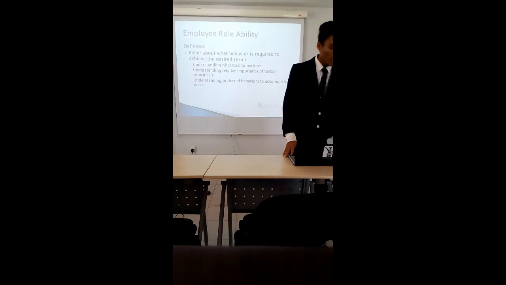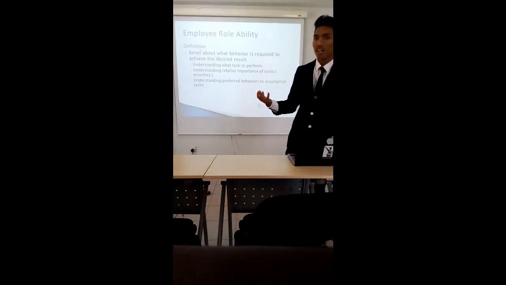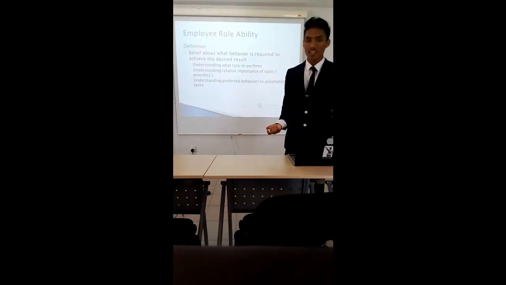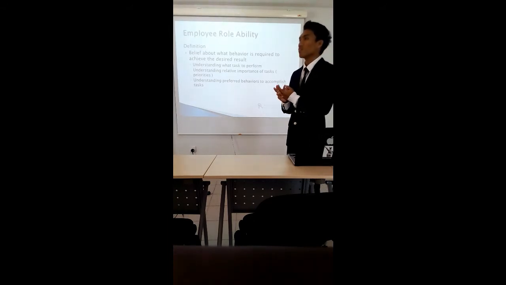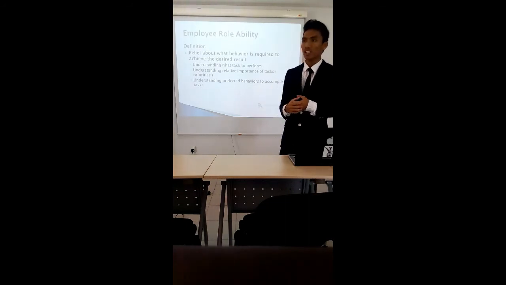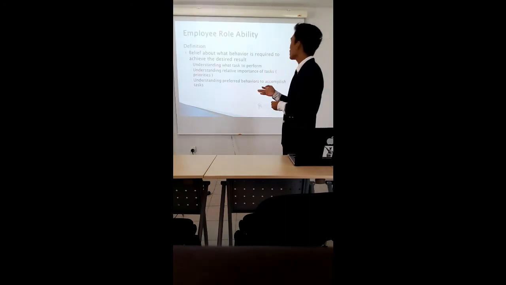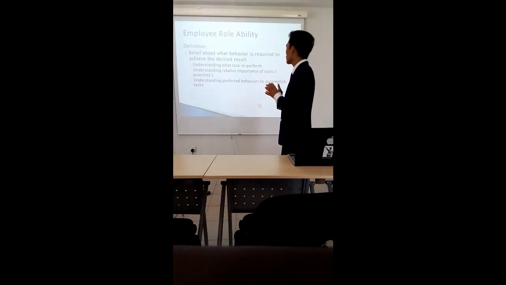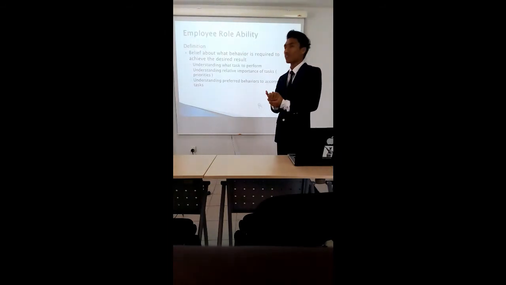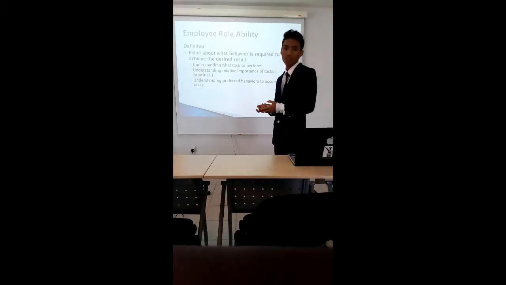Okay, next is employee role and ability. I have explained before the definition of role and ability. Okay, we implement it in an insurance company. For example, the employee knows about their role, what the task is, and when he or she must come to the office. They have to know every role or responsibility, understand what task they have to perform and what preferred behavior to display. It means that they have to behave themselves when doing the work.